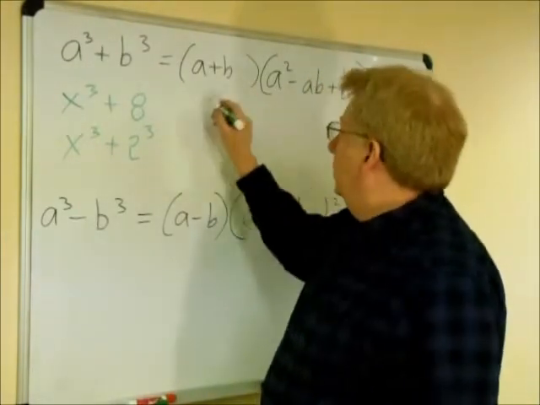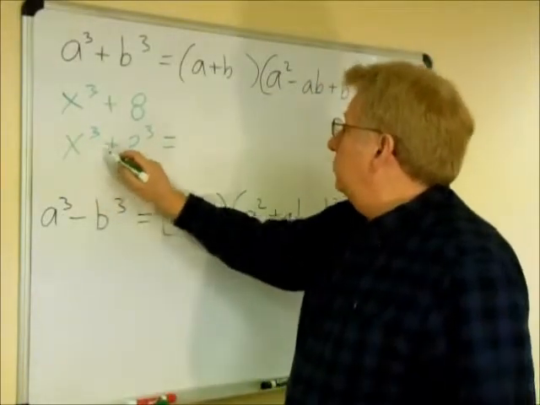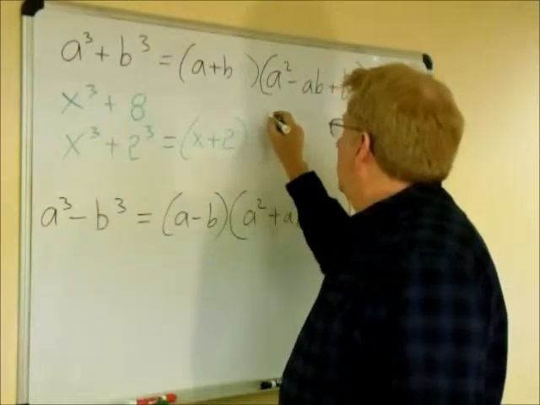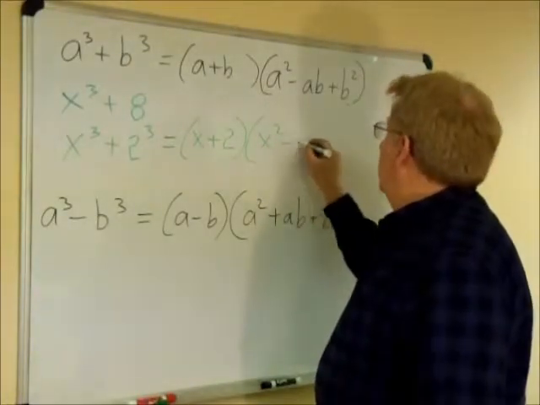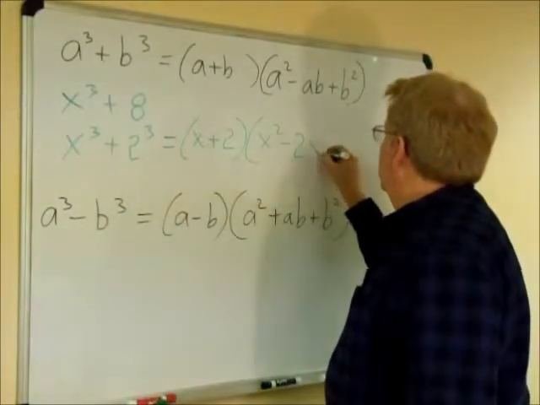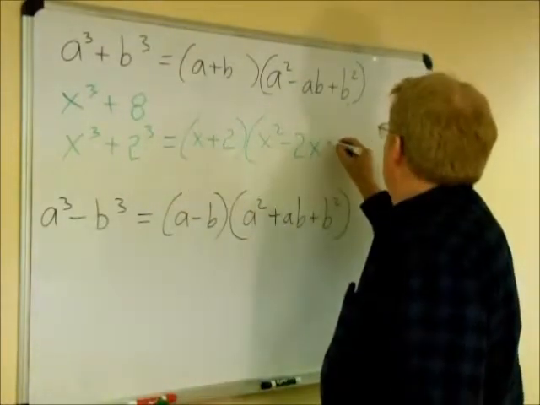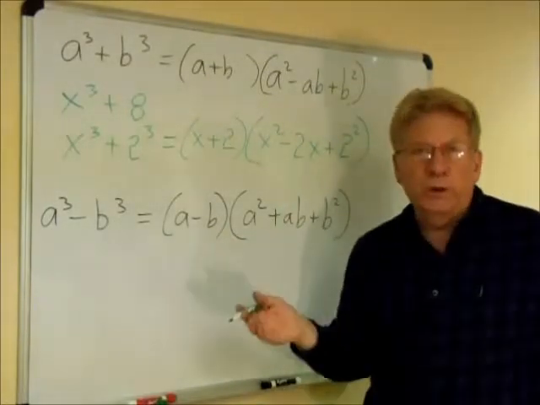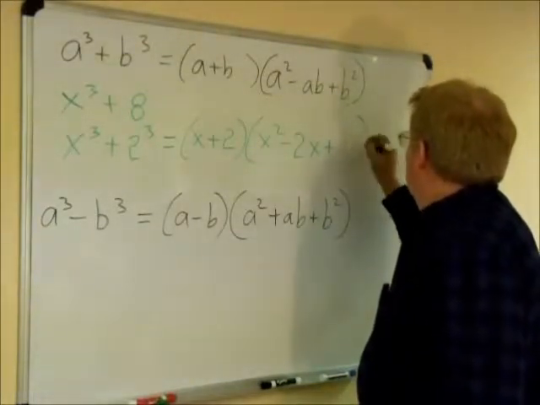So using this pattern that we would memorize, we have x plus 2, a plus b, times x squared, x is similar to a, minus the product of the two terms, which would be x times 2, or 2x, and then plus the second term, 2 squared. Of course, 2 squared would be 4. So let's put the 4 there instead of 2 squared.